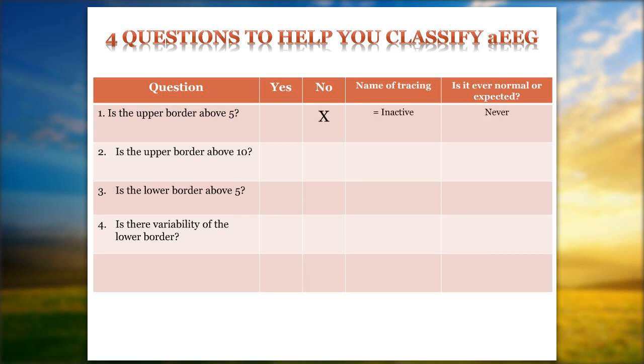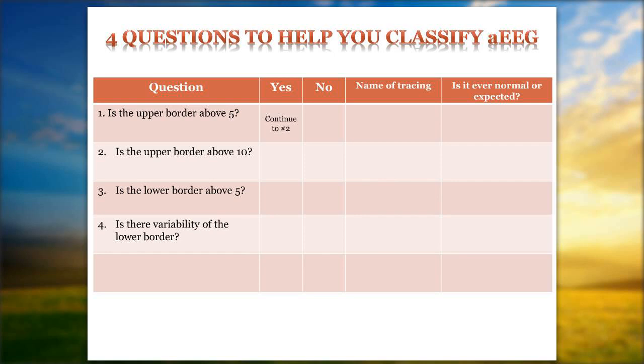We've already said it before, but we'll go back here again. When do we expect to see this inactive trace? Honestly, never. So we know it's always a very severely abnormal tracing when we see that. So if your upper border is above 5, then you want to continue on to question number 2.